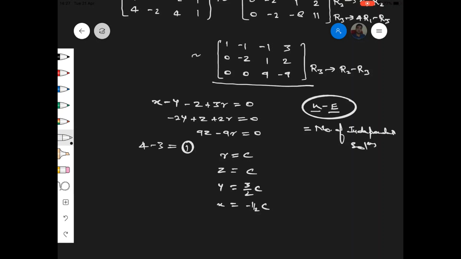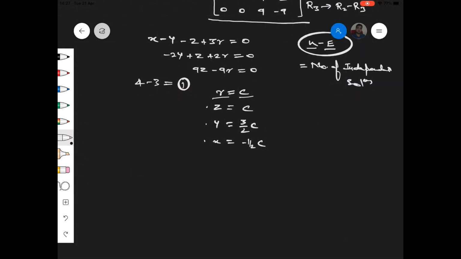So here you try to understand the meaning of independent and dependent solution. Once we declared that the r is the independent solution, it may have any real value, say c, and now the rest of the solutions z, y and x, they are depending on the solution value of r. So the value of z is c, the value of y is 3 by 2 times c, the value of x is minus 1 by 2 times c.